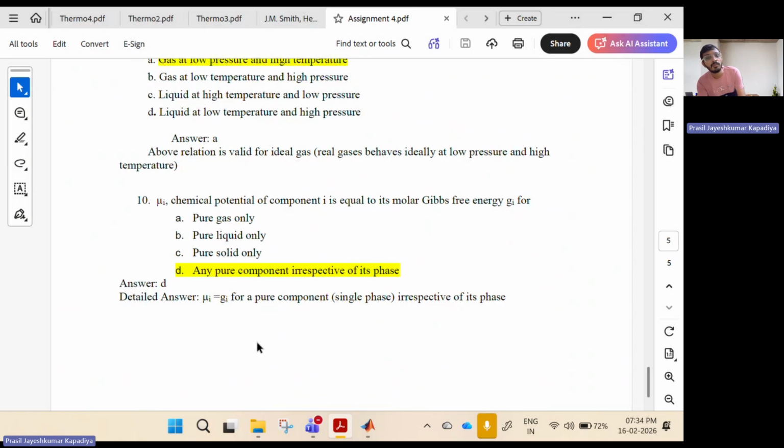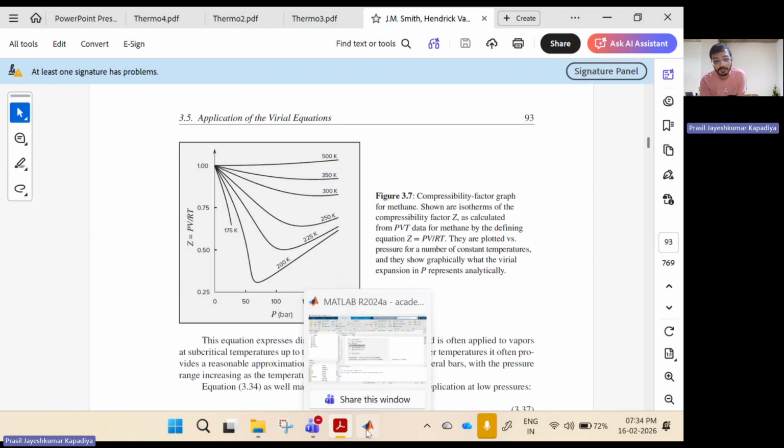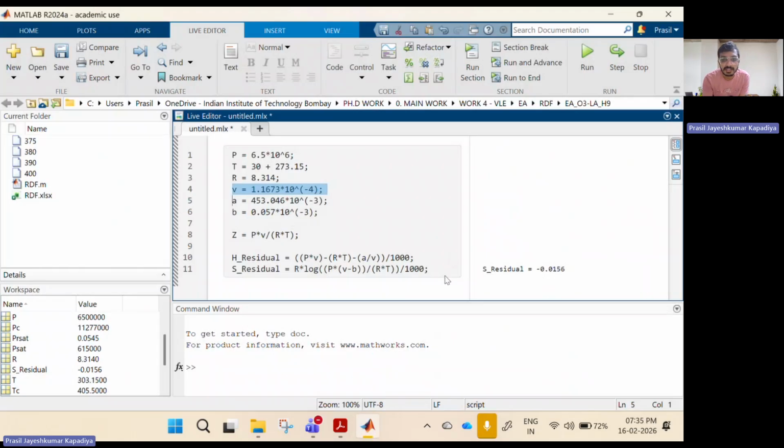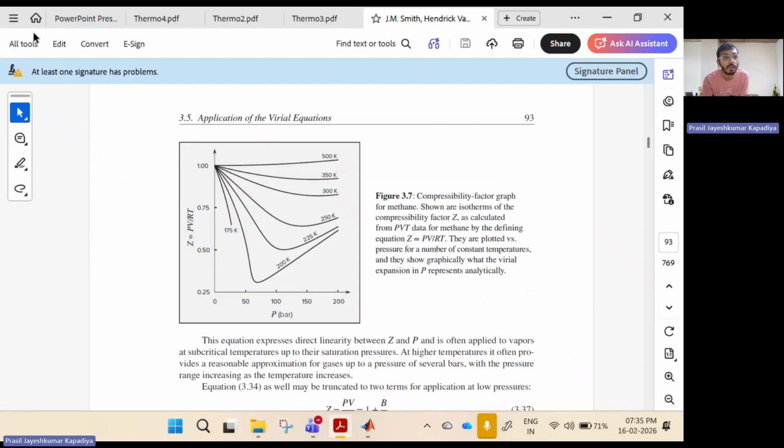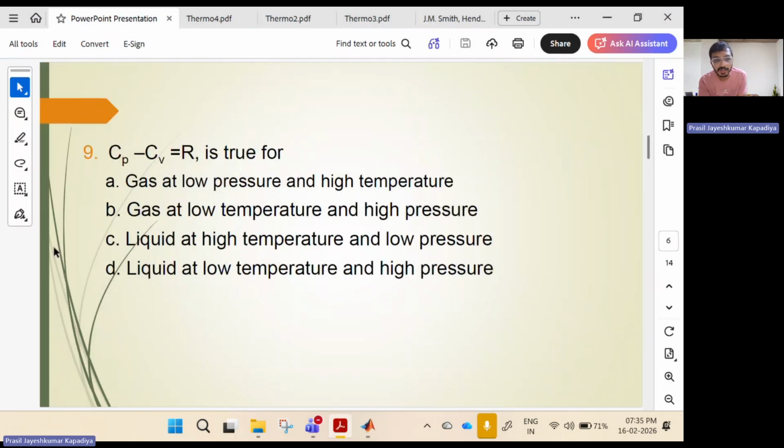You see, for any pure component system, whether we are at liquid phase, vapor phase or solid phase, it doesn't matter. This is true. Now, let's try to take one more problem.